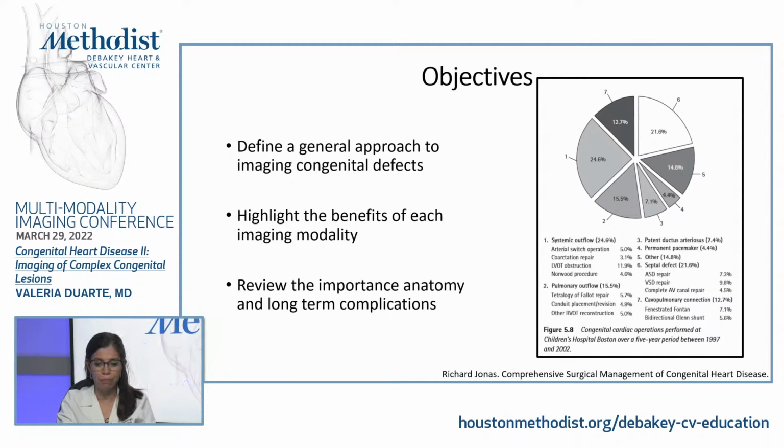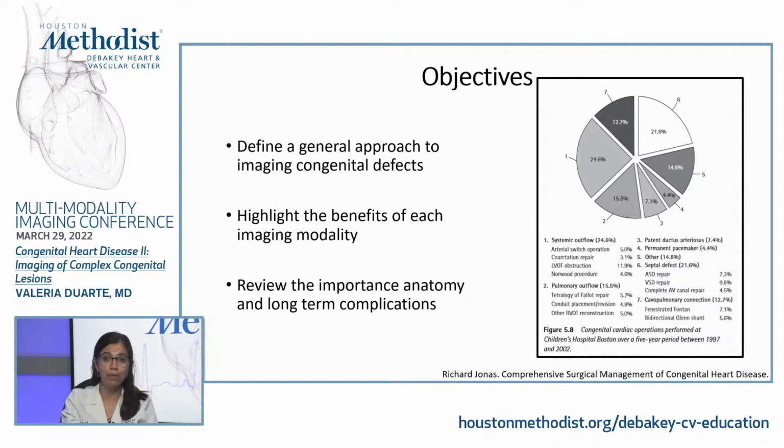I want you to pay attention to the pie chart here and see that the majority of the cases are represented by septal defects, systemic outflow issues like coarctation and LVOT obstruction, right ventricular outflow issues, pulmonary outflow issues, we should say, like Tetralogy of Fallot, and other RVOT reconstructions. But if you look at number 7 in your pie chart, almost 13% of the cases are represented by very, very complex congenital heart conditions like single ventricles and Fontan.